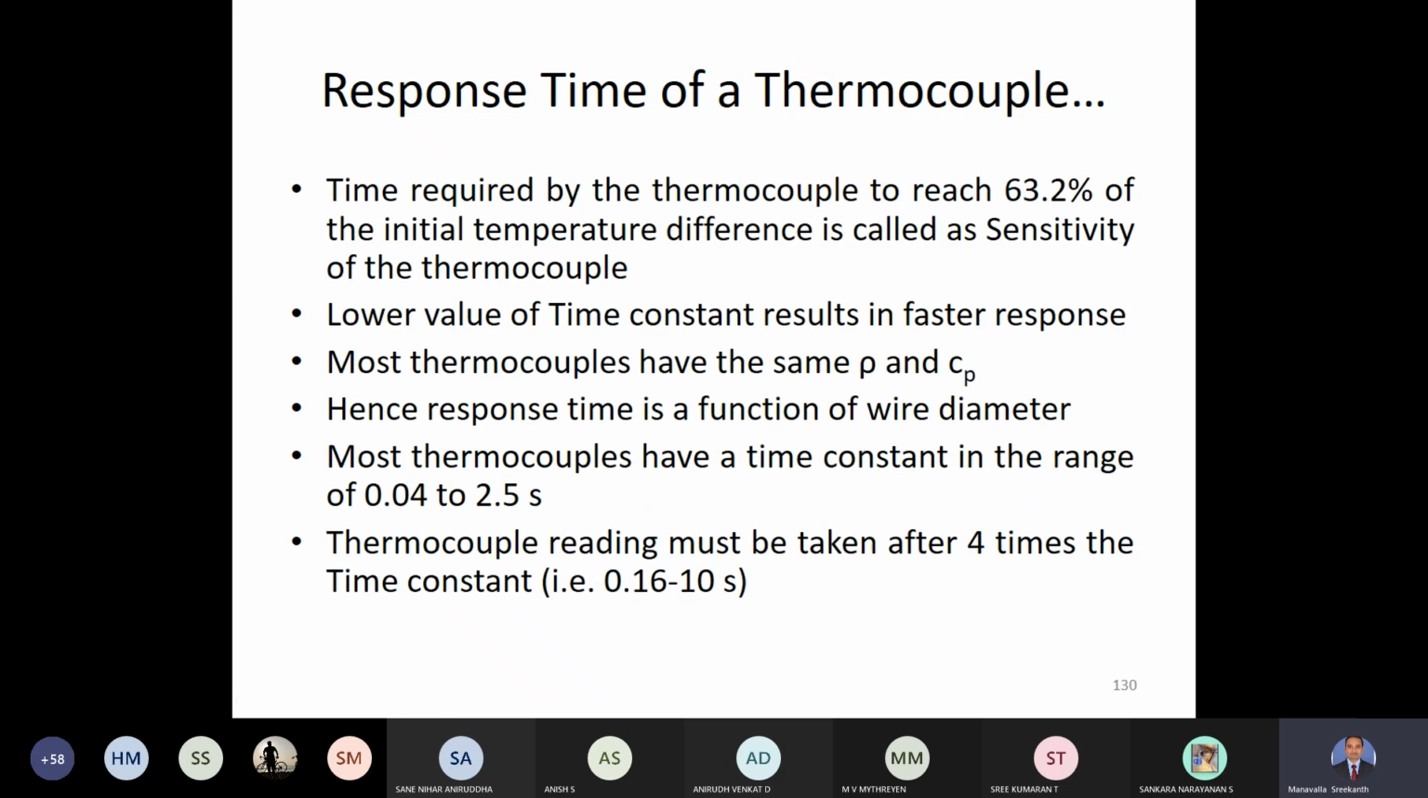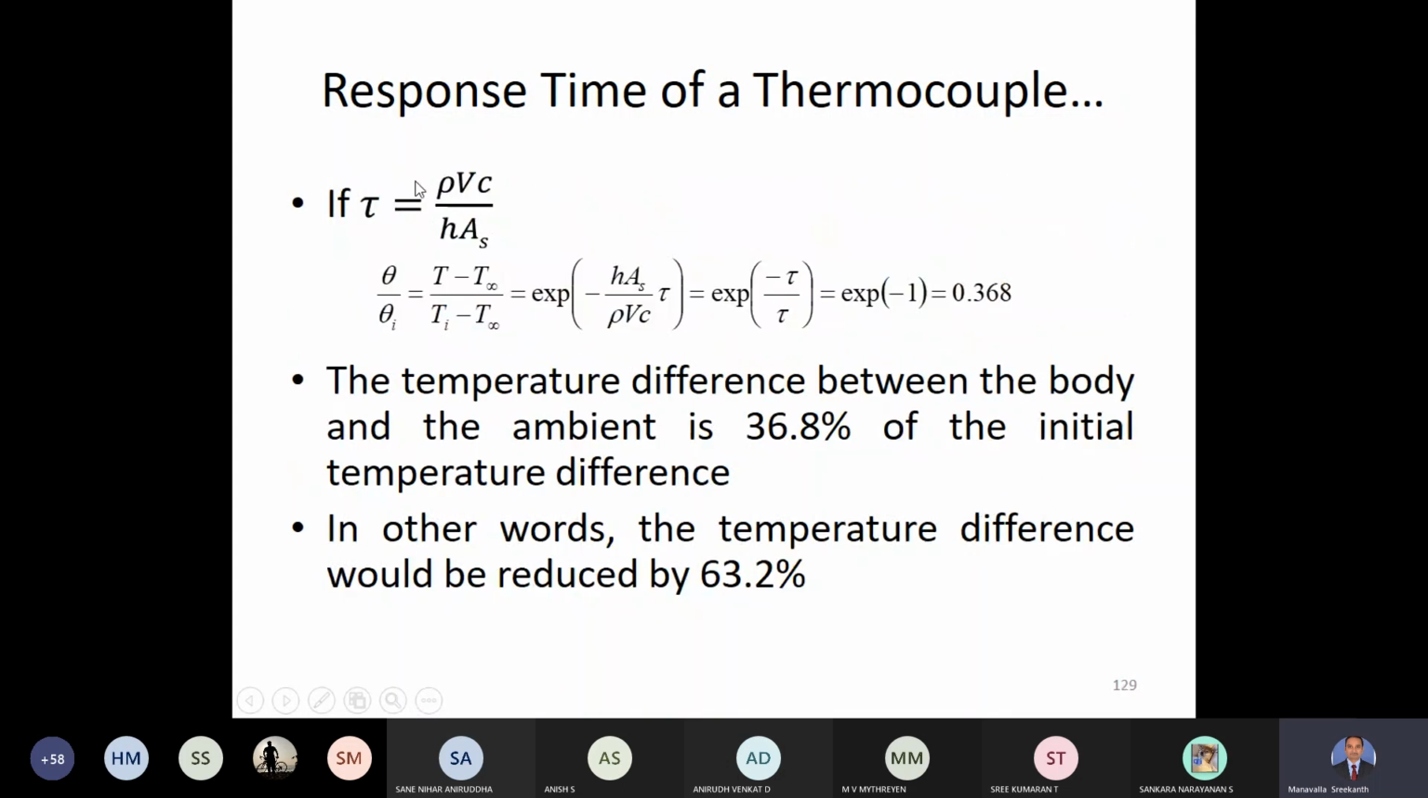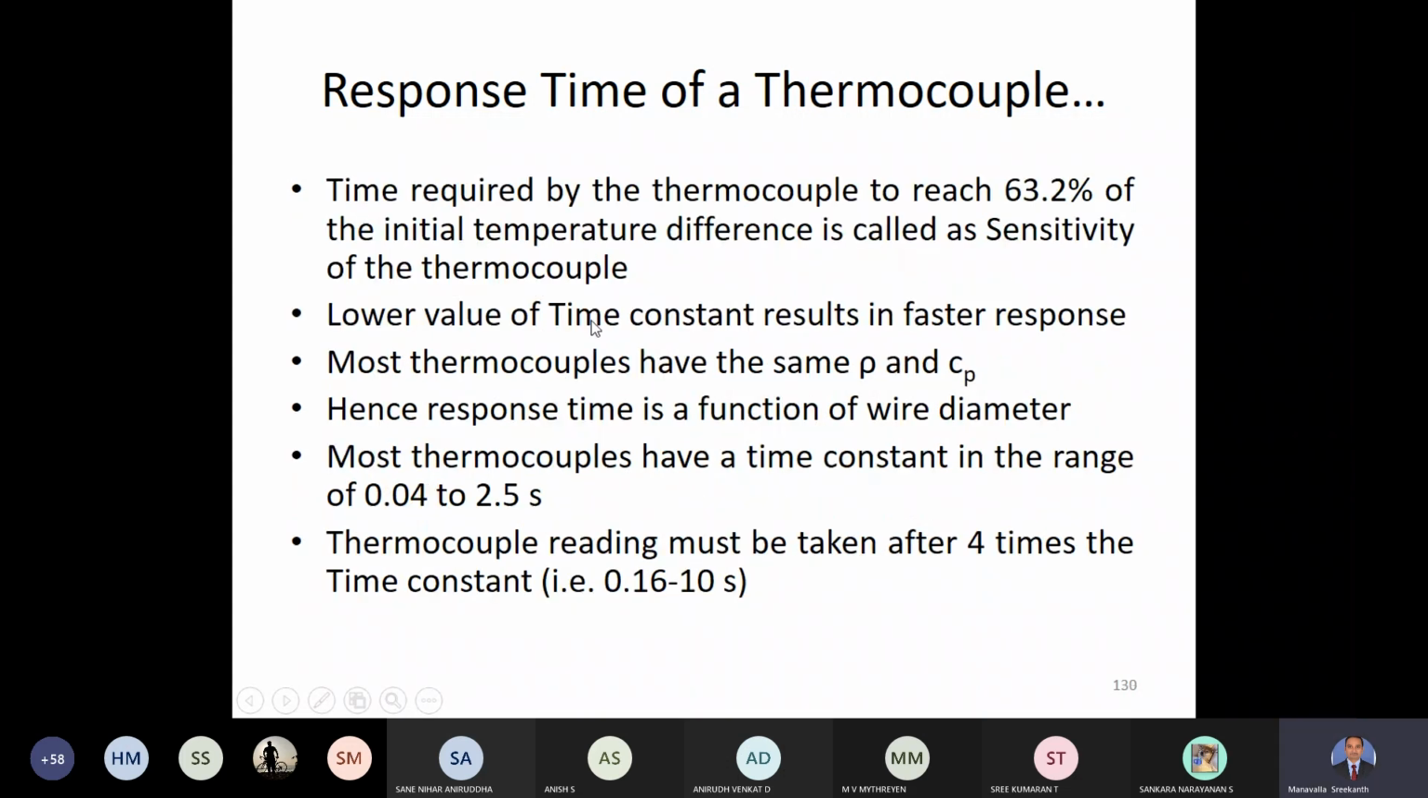The time required by the thermocouple to reach 63.2% of the initial temperature difference is called the time constant of the thermocouple. This tau can be calculated as rho V c by h A_s. A lower value of the time constant results in a faster response. So we want tau to be as small as possible so that we achieve the required temperature difference.